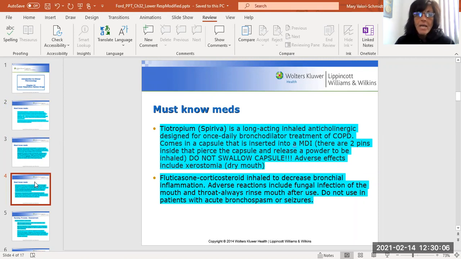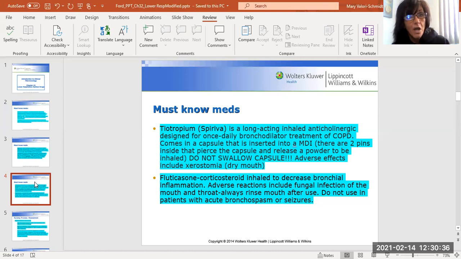Treats COPD. It comes in a capsule, and the capsule gets inserted into this little gadget that's like a metered dose inhaler, sort of, but it flips open, the capsule goes inside, and then they close it. When they push on it to inhale, there are two pins that pierce the capsule, and the powder inside the capsule is released, and that is what they are inhaling, right? Make sure that they know to not swallow the capsule.